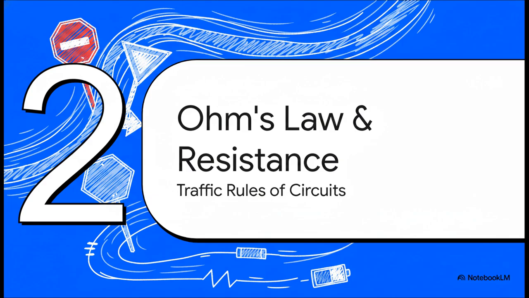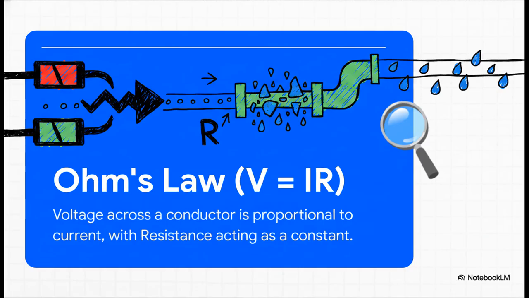Moving to Section 2, Ohm's law and resistance, the traffic rules of circuits. So, the crucial rule governing all this flow? It's that classic equation, V equals I times R. Discovered by G.S. Ohm way back in 1828, Ohm's law dictates that the current flowing through a substance is directly proportional to the voltage applied across it. But this flow doesn't just happen freely, right? It is actively slowed down by R, the material's resistance.